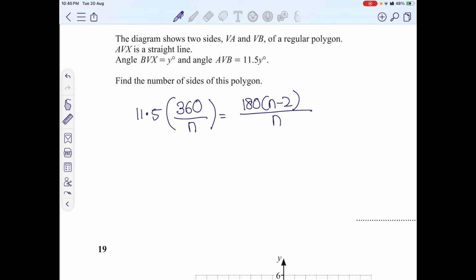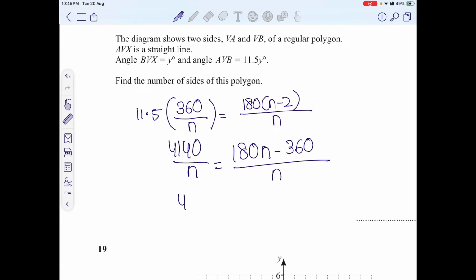When you do this, 11.5 times 360 is basically 4140 over n, which is equal to 180 n minus 360 divided by n. So when you do this, 4140 n is equal to 180 n squared minus 360 n. Simply got to solve this.